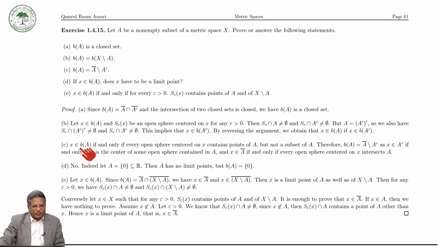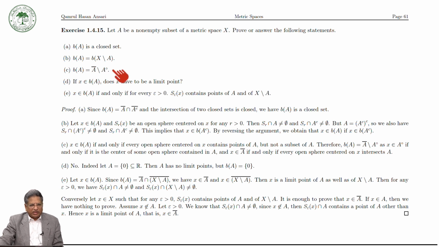X is a boundary point of A if and only if every open sphere centered on X contains a point of A but is not a subset of A. Therefore the boundary of A is equal to the closure of A minus the interior of A, as X is in the interior of A if and only if it is the center of some open sphere contained in A, and X is in the closure of A if and only if every open sphere centered on X intersects A. And this way we can prove statement C.